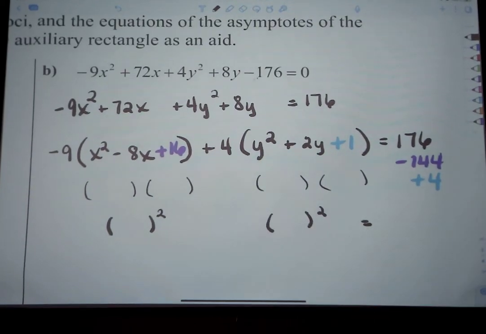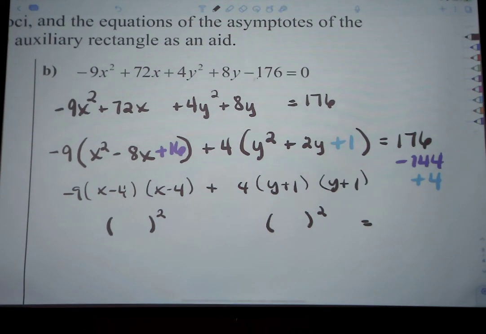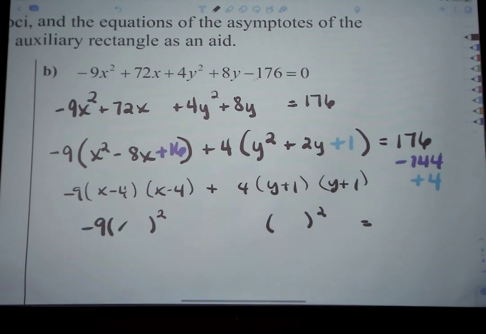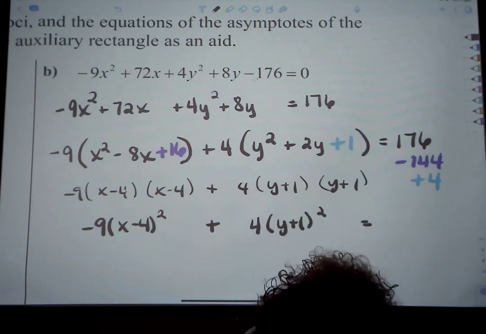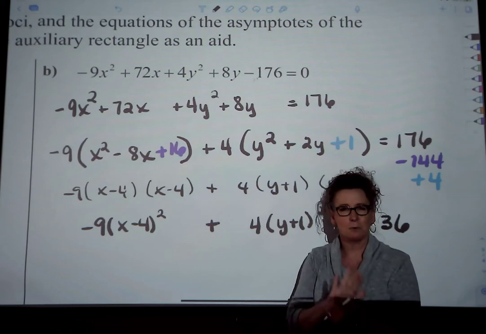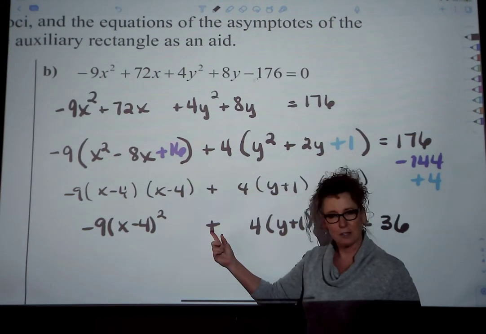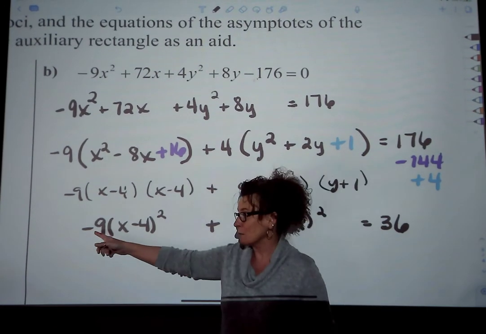So here's what it looks like. This was x minus 4, x minus 4. Y plus 1, y plus 1. And then add those 3 numbers together over there and you get 36. Now, did anybody think it was weird that we were doing a hyperbola, but we got a plus in the middle? That's because here's where my negative is.